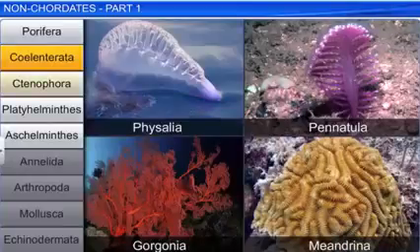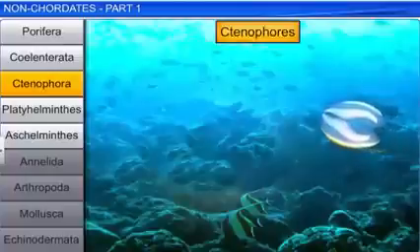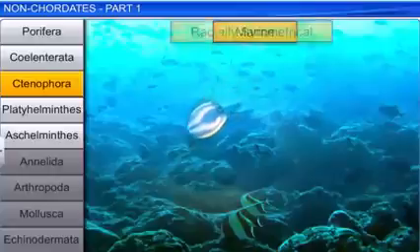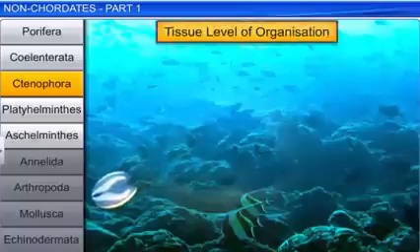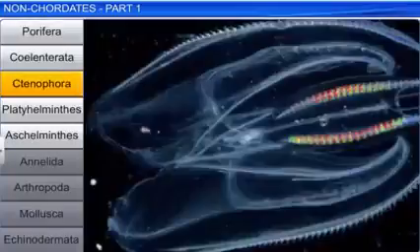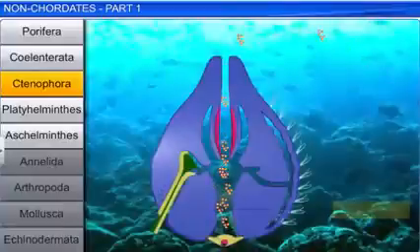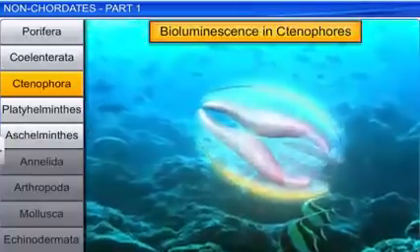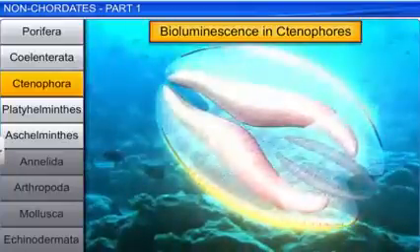The next phylum is Ctenophora. Ctenophores are commonly known as sea walnuts or comb jellies. These animals are marine, radially symmetrical, dipoblastic, with tissue level of organization. They have 8 external rows of ciliated comb plates, which help in locomotion. Digestion in these animals is both extracellular and intracellular. A characteristic feature of ctenophores is bioluminescence, or the ability to emit light.